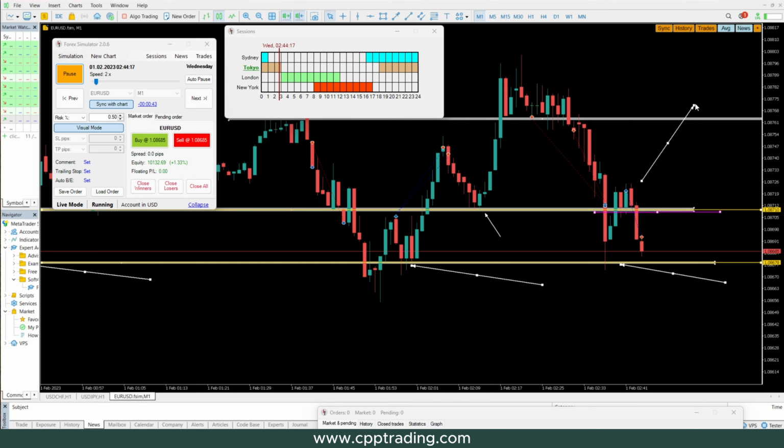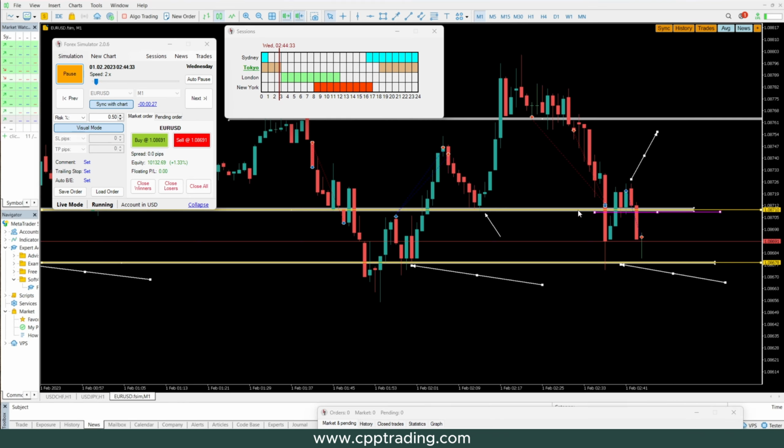This was a nice setup actually. It looked very promising because we did have a nice range, bouncing off the support here. We had this support that was broken. Looked like it's turning into support again. But the market is always right, and our job is just to react to what the market is showing us.